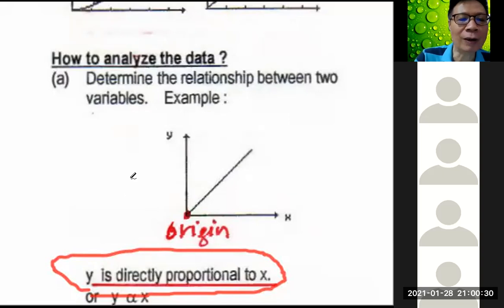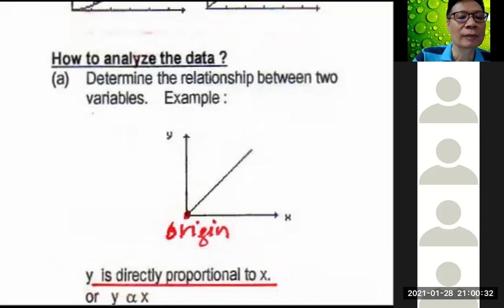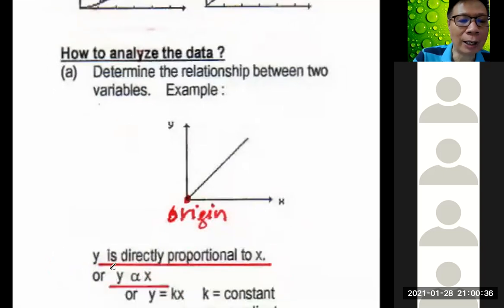The symbol for directly proportional is this symbol, y proportional to x. So this symbol, you write like that. Okay, y directly, or y proportional to x. Okay, the rest you can skip first.